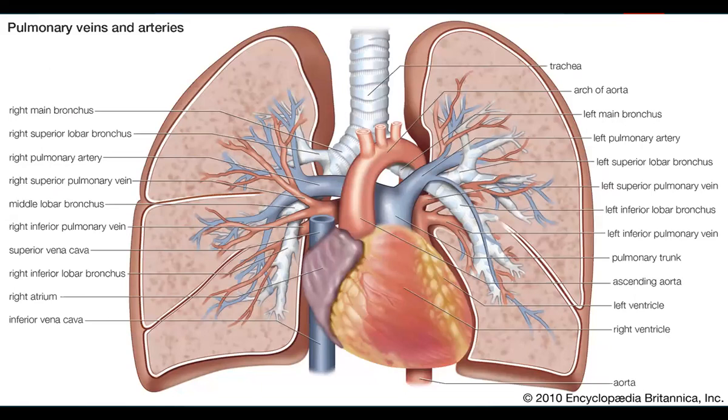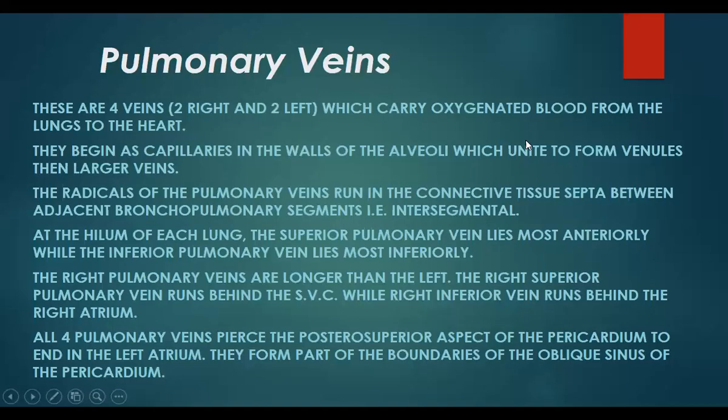So it will be carrying the oxygenated blood from the alveoli. They begin as capillaries in the alveoli, which unite to form the small veins. Then these are called venules, and then they join and rejoin with other smaller veins to form larger veins.